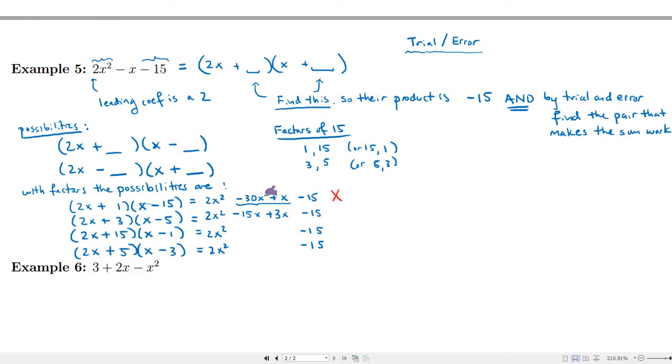Well, up here, that was minus 29x. Here, that's minus 12x, but still that's not minus x. So that one's eliminated as well. Let's cross that one off the possibility list.